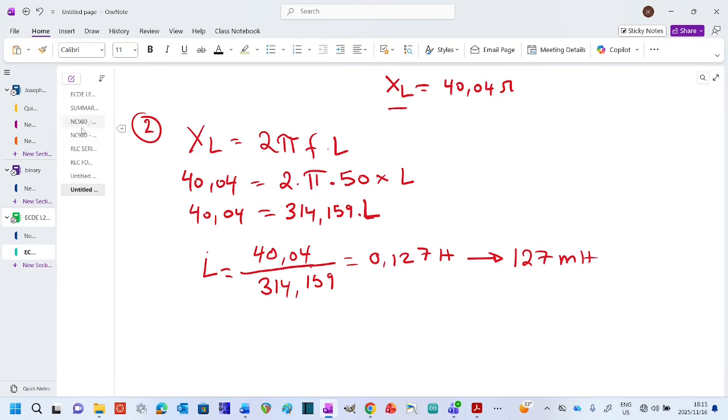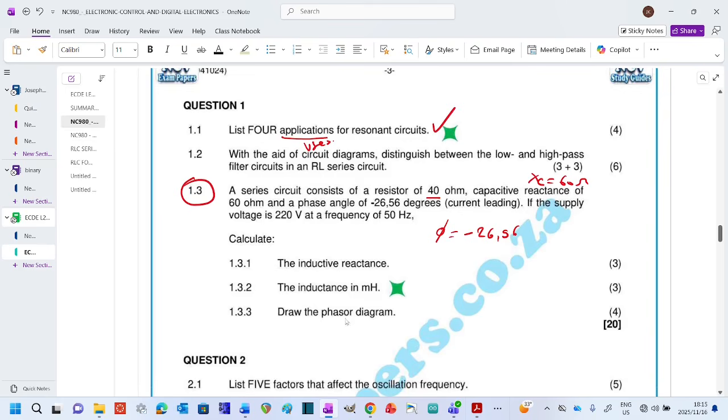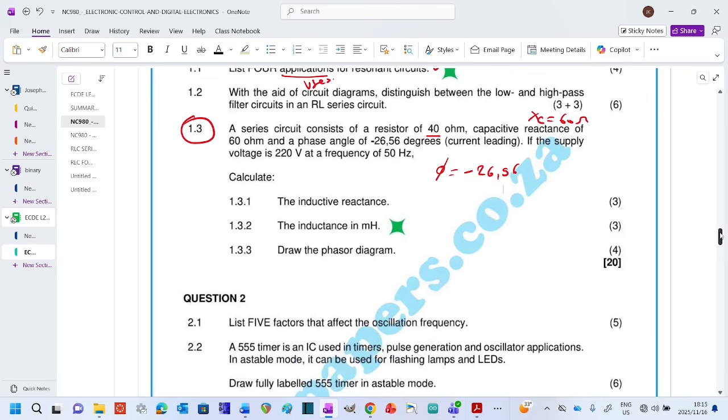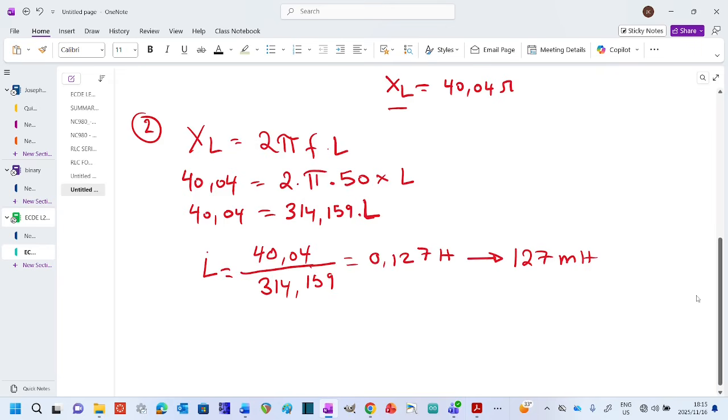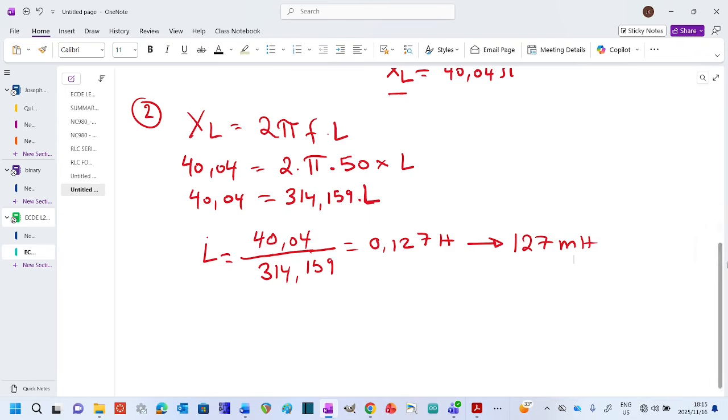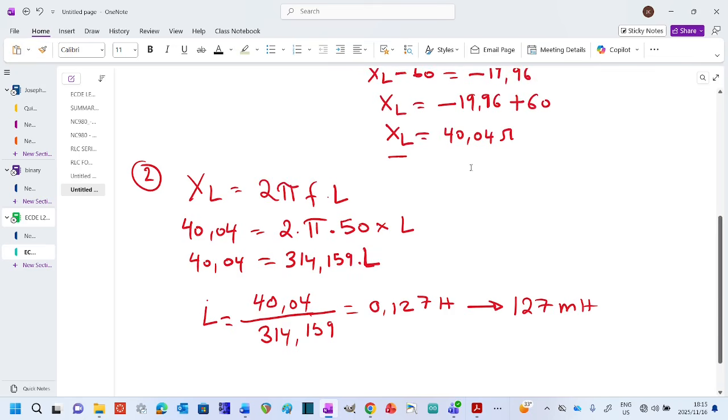And then is there a third question? Draw the phasor diagram. Before you draw the phasor diagram, after you calculate, you should first determine between XL and XC which one is bigger. Is XL bigger than XC? That's the first thing you need to know. What was XL? XL is 40.04 there. That was our XL.